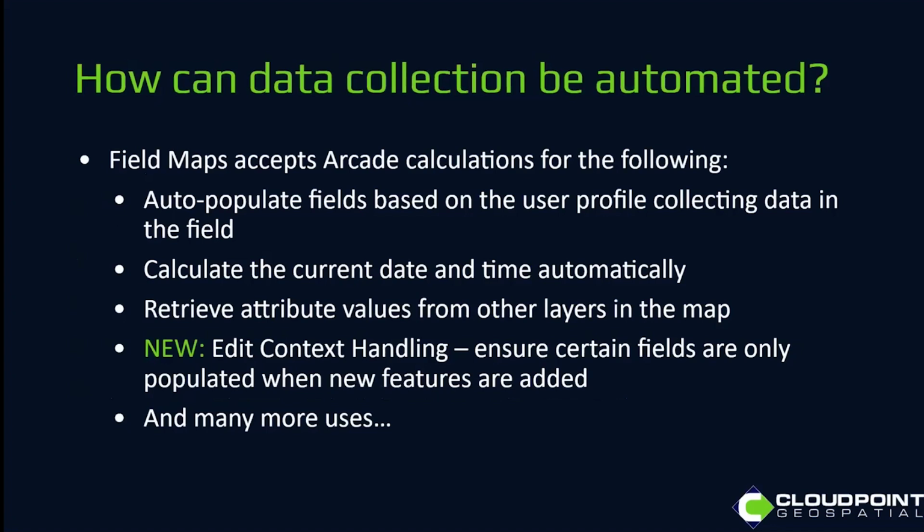All right, so how do we automate data collection? In the field, for your typical clipboard type collection, you would be writing things down, checking off boxes. We can do all that in a digital format here with data collection in Field Maps, but we can also use ArcGIS Arcade, which is a scripting tool that Esri provides for automating and calculating a lot of information. The first item we have here is you can populate fields based on user profile.